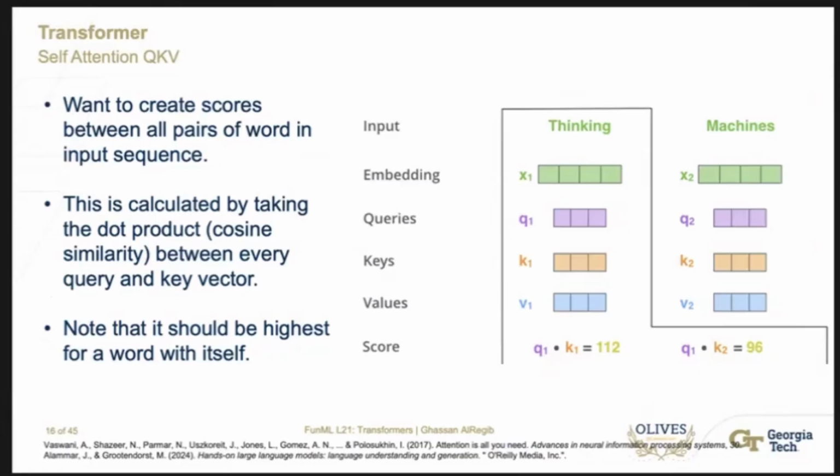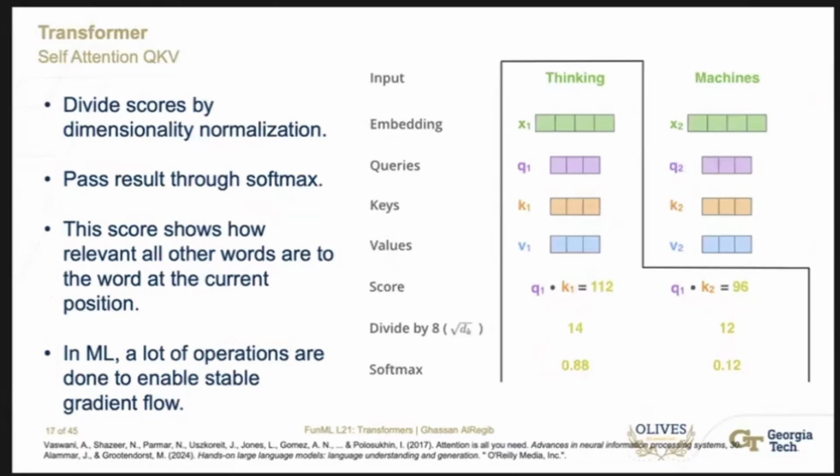The raw output from the dot product is what we call the raw attention. It basically tells us how these two tokens are associated with each other. The higher the value of this attention, the more associated they are with each other. Then we normalize it based on the dimension, and then we apply the softmax in order to sum everything to one. So 0.88 and 0.12 sum to one.